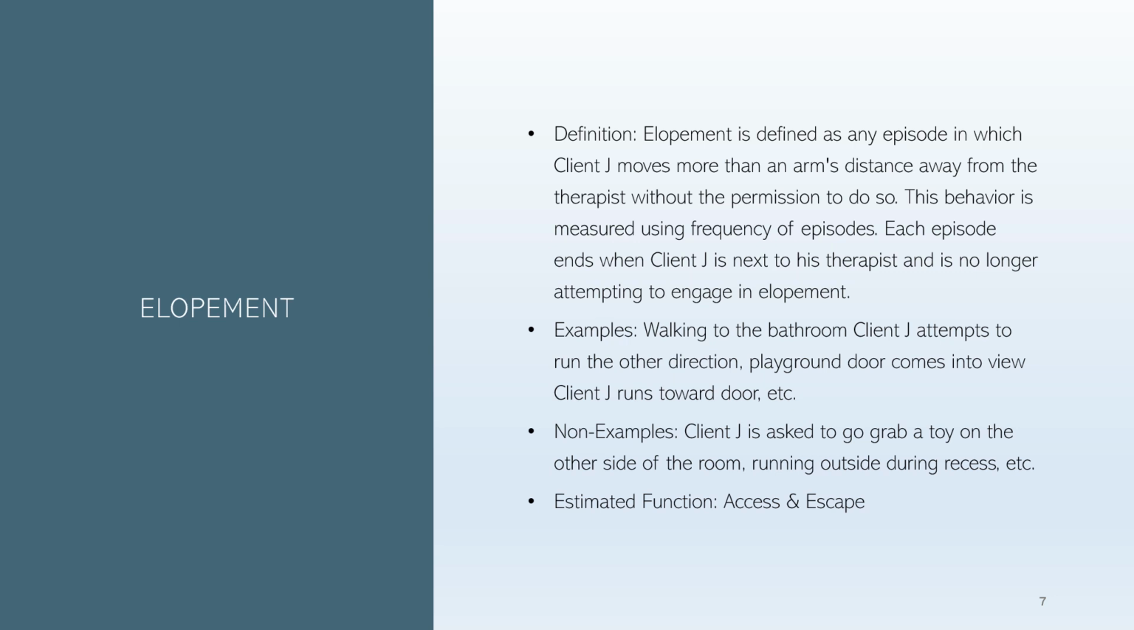The next behavior is elopement. Elopement is defined as any episode in which Client J moves more than an arm's distance away from the therapist without permission to do so. This behavior is measured using frequency of episodes. Each episode ends when Client J is next to his therapist and is no longer attempting to engage in that elopement. The estimated function of this behavior includes access to preferred items and escape from those demands.